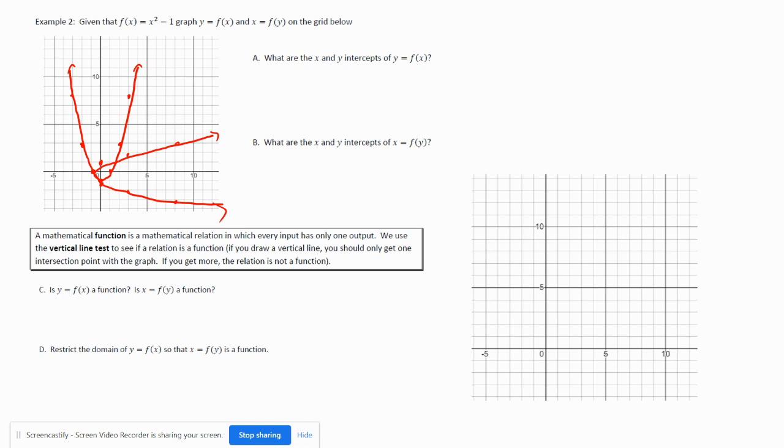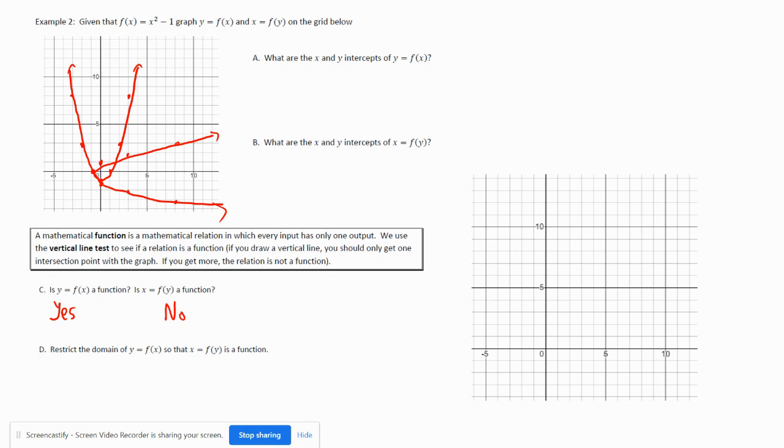So if we look at my original graph, which is this parabola opening upwards here, if I draw a vertical line here, this is going to pass my vertical line test. But if I look at the inverse relation, it is failing the vertical line test. So for this part, y equals f of x, yes, is a function. Is x equals f of y a function? No. Okay, so here's what we say for part D.